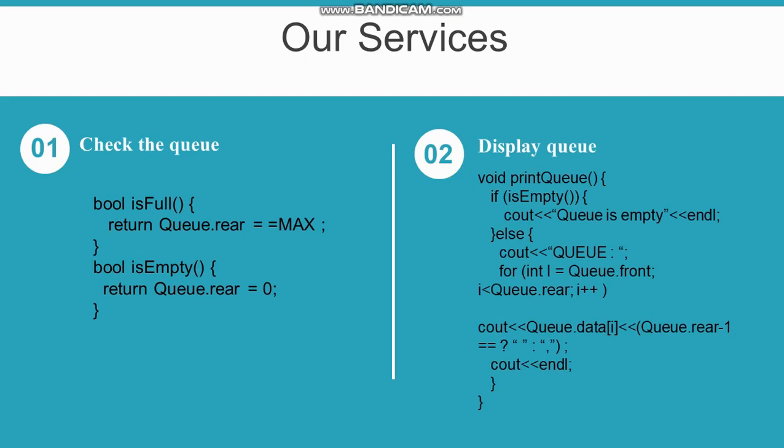Second, display queue. To display the queue, we need to check if the queue is empty. If it is empty, then there is no data to display, so the program will display the message "queue is empty." But if the queue contains data, then display the data in the queue using a for loop.